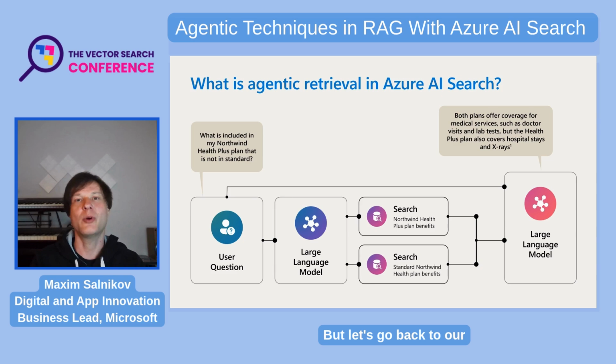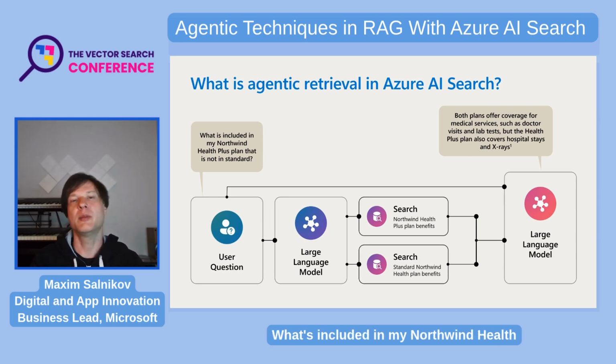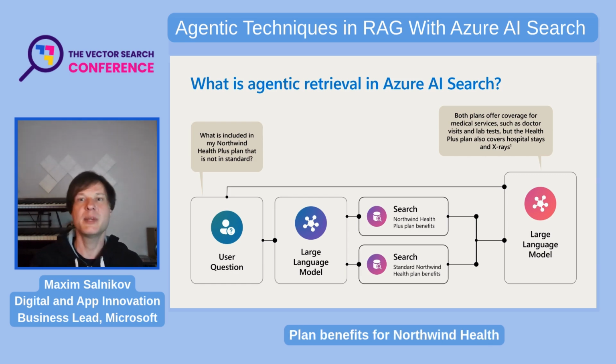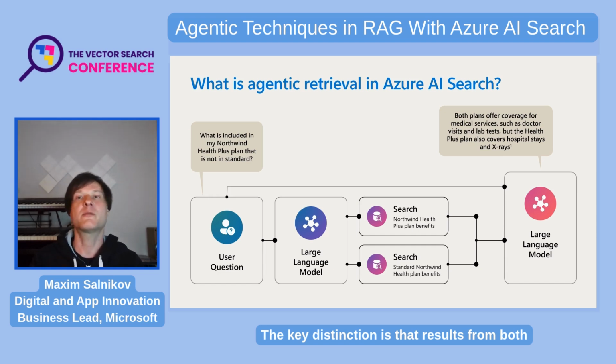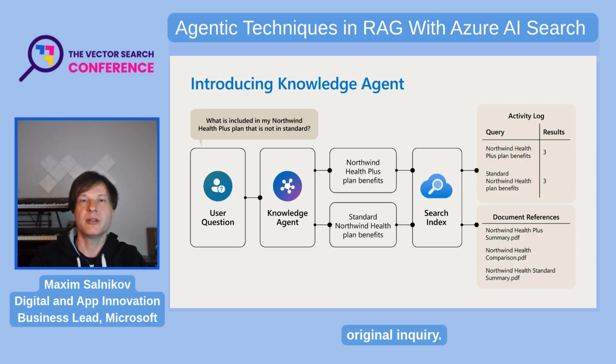But let's go back to our Northwind insurance example. Let's take the same question: what's included in my Northwind Health Plus plan that's not in standard? Agentic retrieval, supported by an LLM, formulates two sub-queries: plan benefits for Northwind Health Plus and plan benefits for standard Northwind Health. The key distinction is that results from both of these sub-queries are then integrated. This approach facilitates a more detailed and comparative answer, addressing the implicit complexity of the original inquiry.